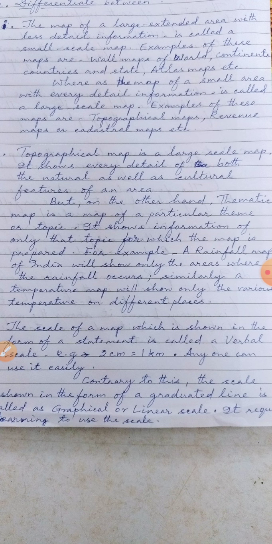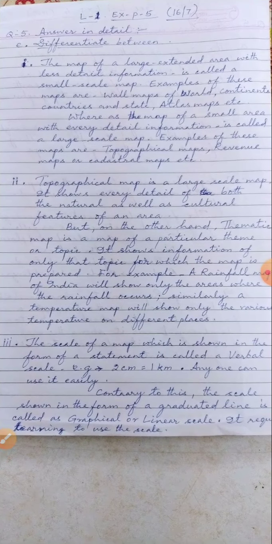Okay, so now look at the next one, third question. You can see verbal scale and linear scale. You can see I have written here, the scale of a map which is shown in the form of a statement is called a verbal scale.